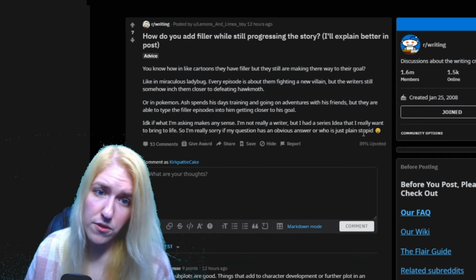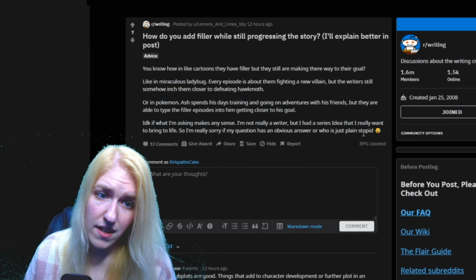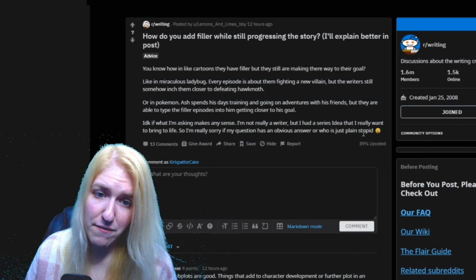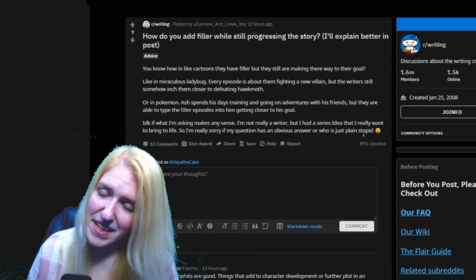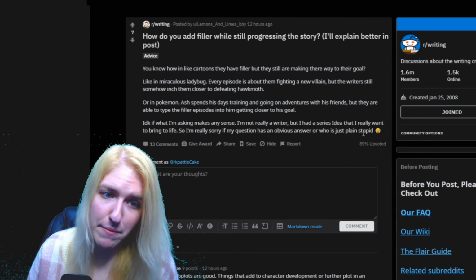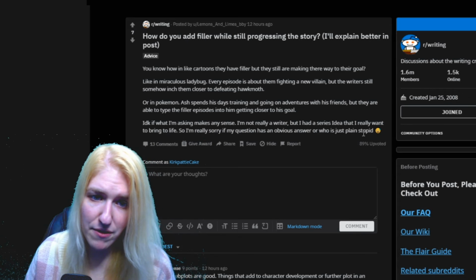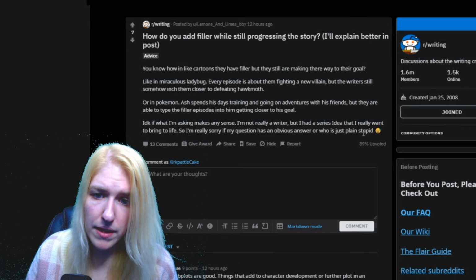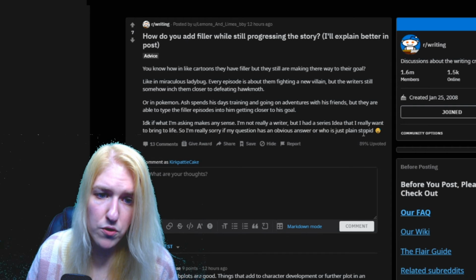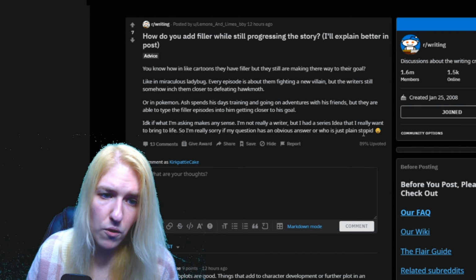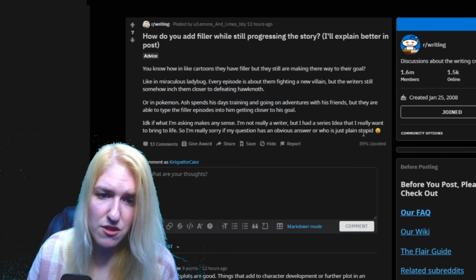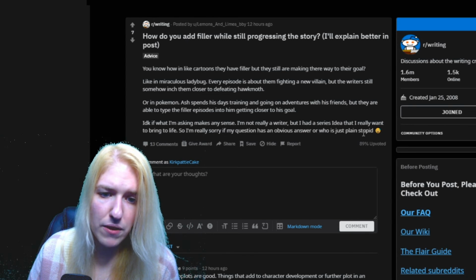How do you add fillers while still progressing the story? You know how in cartoons they have fillers, but they're still making their way towards the goal? You mean like how on Dragon Ball Z they spend episodes just screaming and powering up? Like Miraculous Ladybug, every episode is about them fighting the new villain, but the writer is still somehow inching them closer to defeating Hawk Moth. Or in Pokemon, Ash spends his days training and going on adventures with his friends, but they are able to tie the filler episodes into them getting closer to the goal. IDK if what I'm asking makes sense.